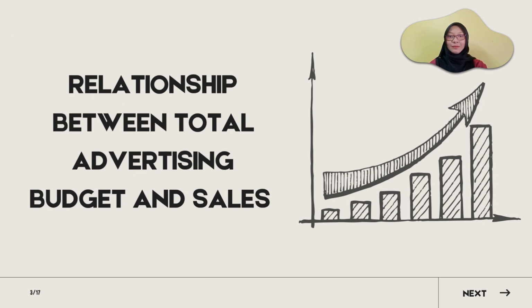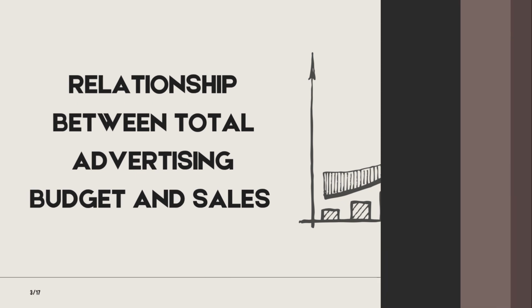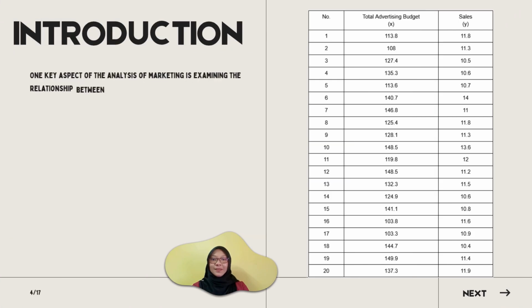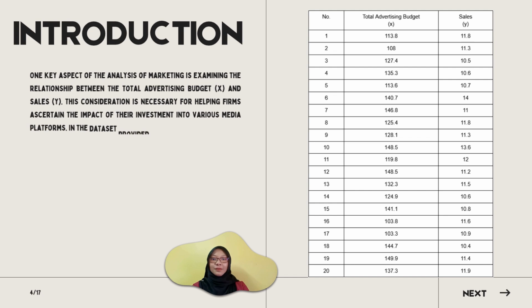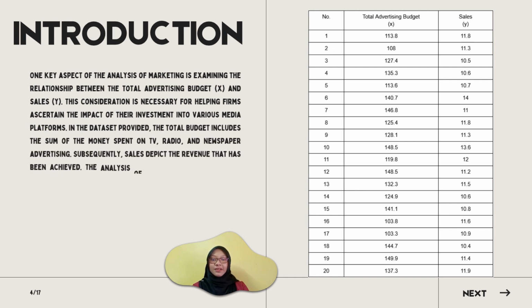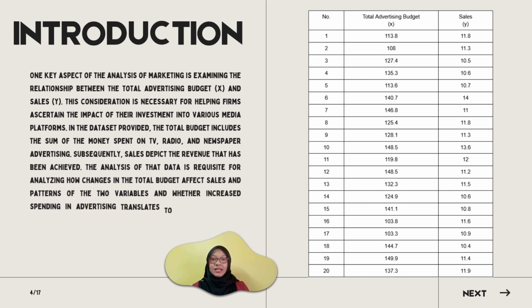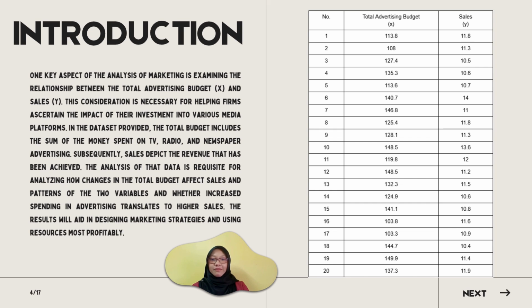We will present our group project about the relationship between total advertising budget and sales. For the introduction, one key aspect of the analysis of marketing is examining the relationship between the total advertising budget, variable X, and sales, variable Y. This consideration is necessary for helping firms ascertain the impact of their investment into various media platforms.